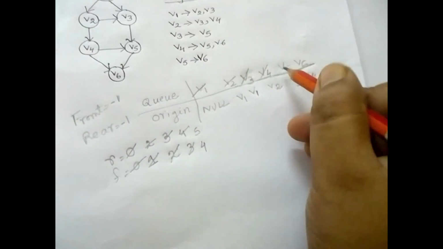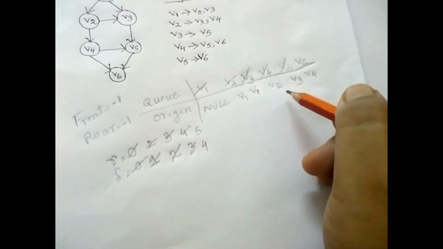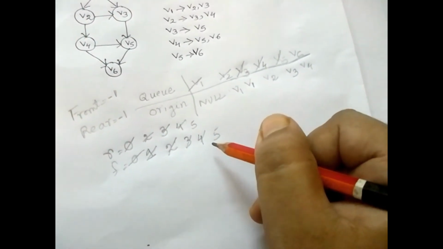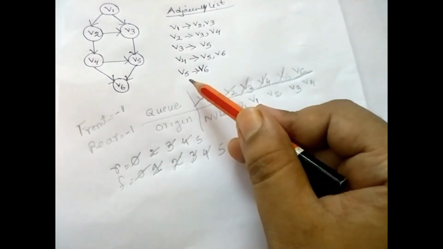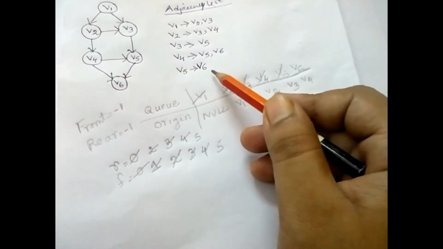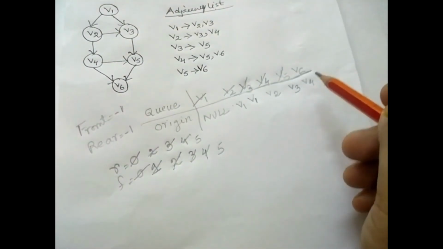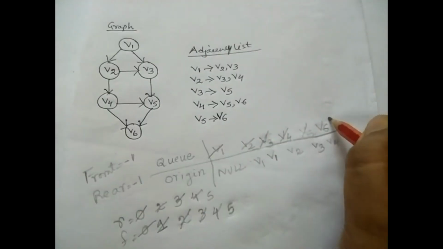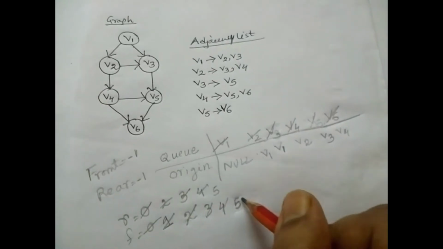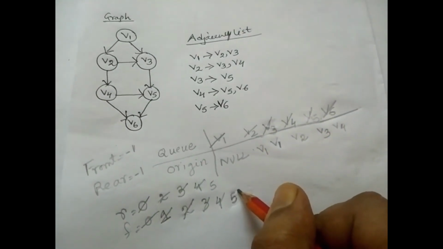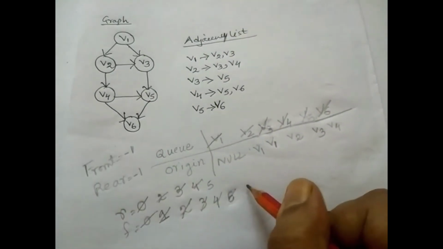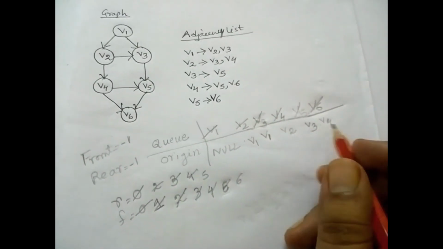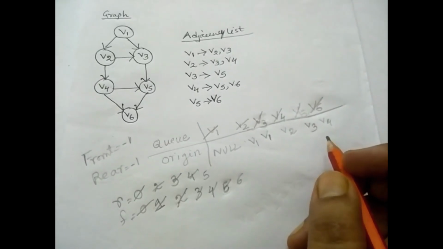And go to the next step, remove v5. Now front becomes 5. Check the adjacency list, v5 arrow v6. But v6 is already present in Q. Okay, remove v6 and set front equal to front plus 1, and front becomes 6. Now no vertices are available here, stop the process.